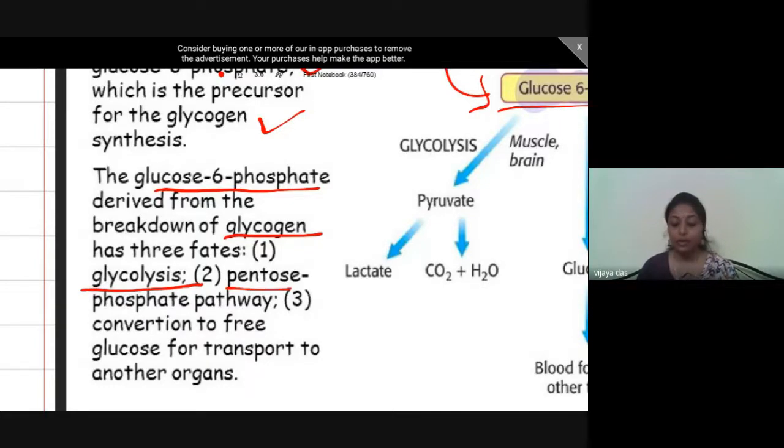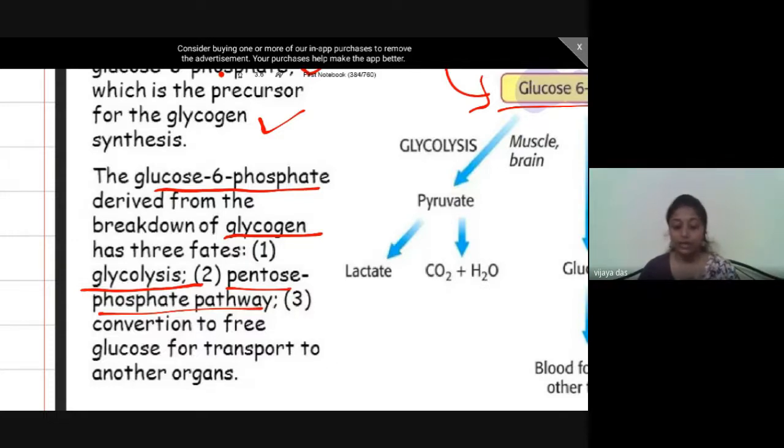Or the pentose phosphate pathway, a pathway that we will learn in the next class. This is a pathway where an excess amount of energy is needed. Say, for example, in one part of your body an excess amount of energy is needed. So who will give it? The pentose phosphate pathway will give it. So when excess energy is needed, the glycogen is broken, the glucose is released, and then it goes to the pentose phosphate pathway.